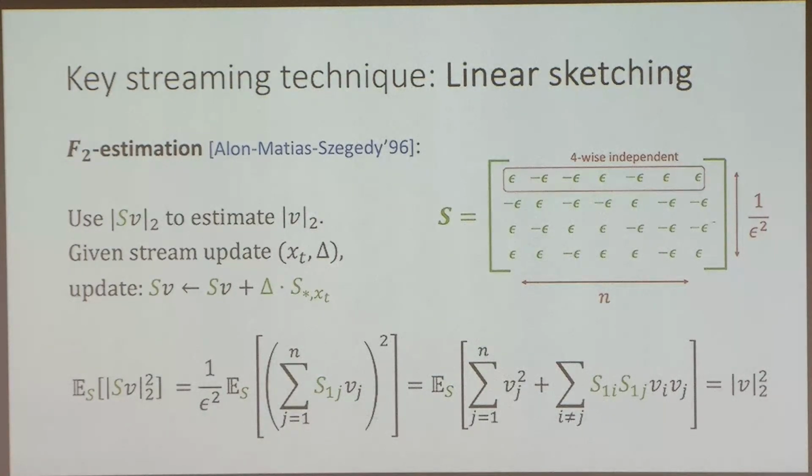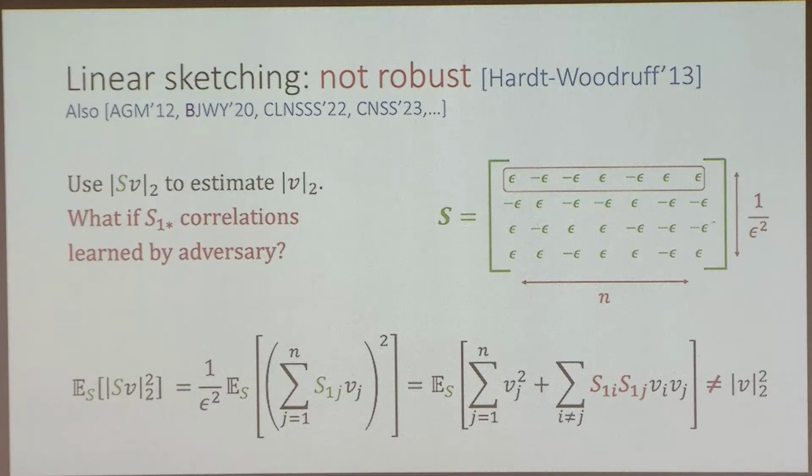But there's an issue. This is in the static world. In the adversarial world, the adversary can try to learn the sketching matrix, because it can see what outputs it gets from the algorithm and detect correlations. So the assumption that the expectation of the product of pairs of elements is zero is no longer true, because we don't have independence. It was only true when we had independence, and then the expectation of the product was the product of the expectations, which was zero. So this computation is no longer true. This is no longer an unbiased estimator. So linear sketching breaks down.